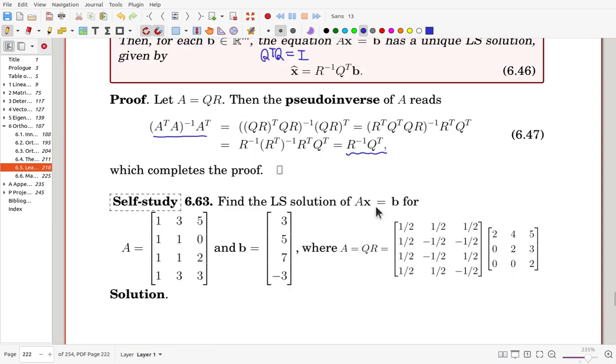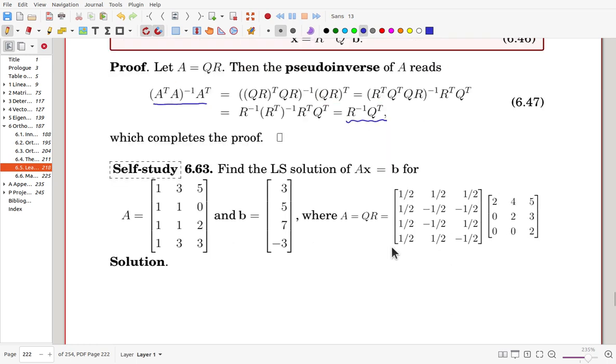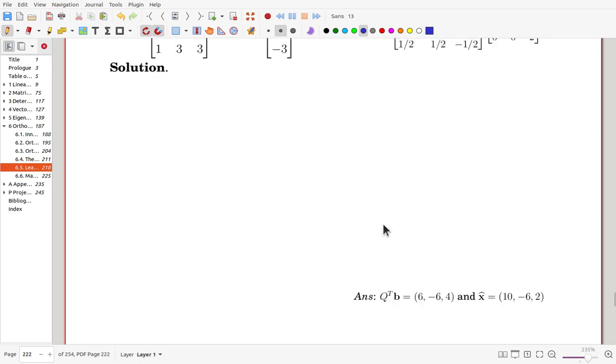Okay. Now for this problem, for your convenience, QR is given. So try to find the least squares solution. It has a unique least squares solution: first you apply Q transpose to b, and then apply the inverse of R. Then you get the unique least squares solution. Just try it yourself. I believe I gave you the answer here.